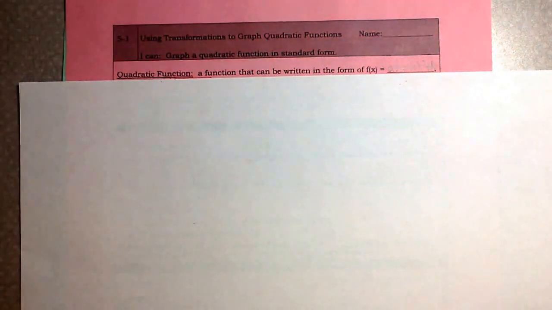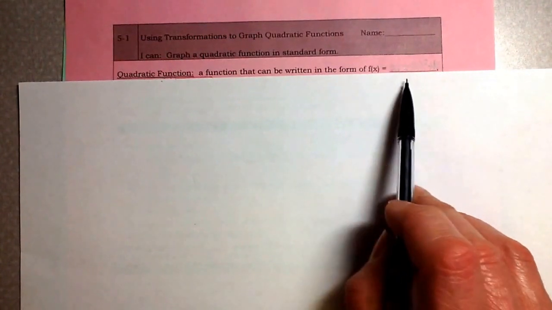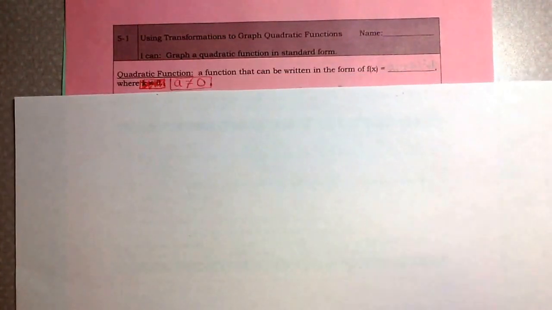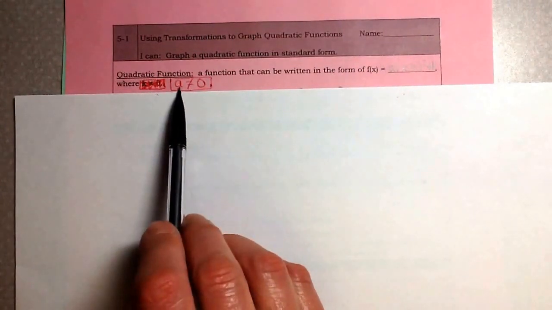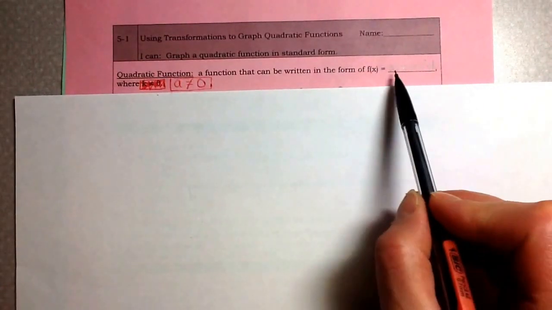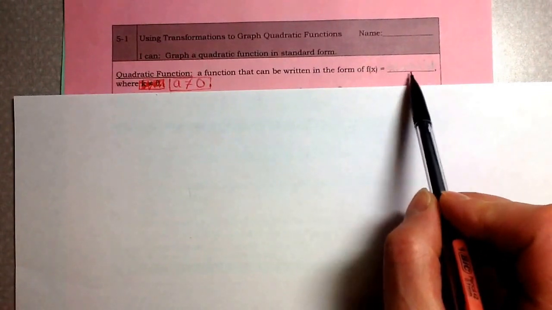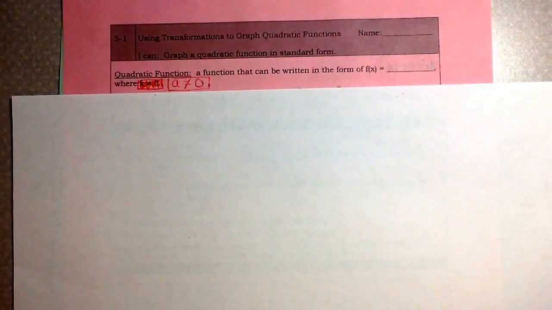It's a function that can be written in the form f of x equals a times x minus h squared plus k. And here we need to change this. This says k is not equal to 0. We need to change that to a cannot equal 0. And the reason why a cannot equal 0: if we made this 0 and we multiplied here, that would take the x squared term right out. So a cannot equal 0. It's okay for k to equal 0, but not a.